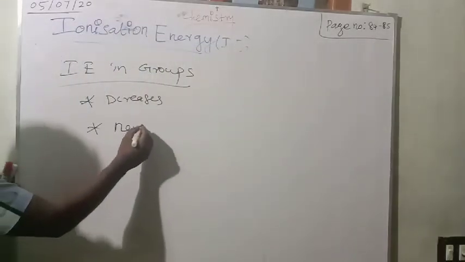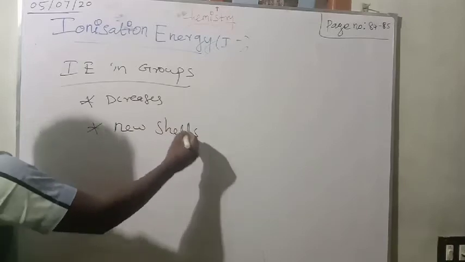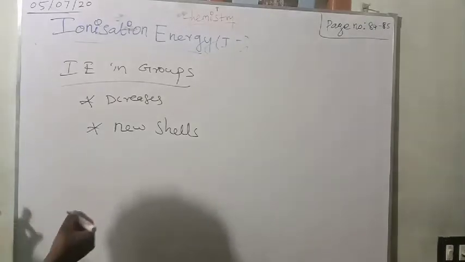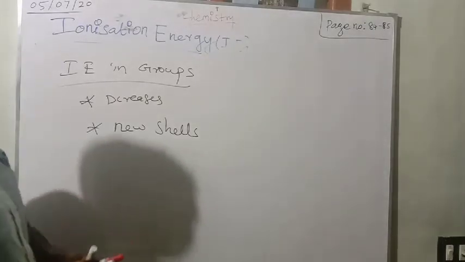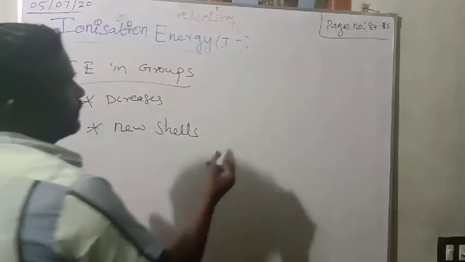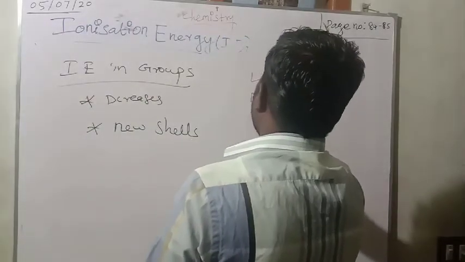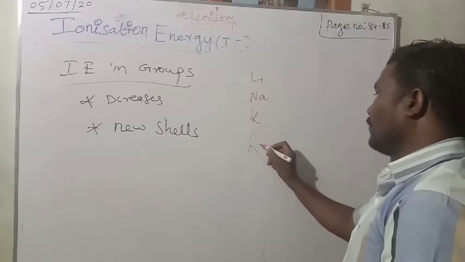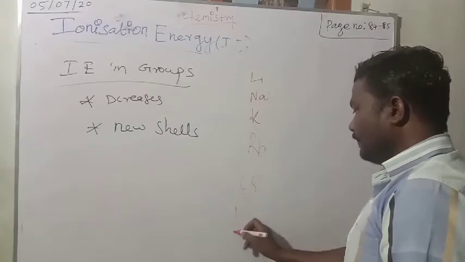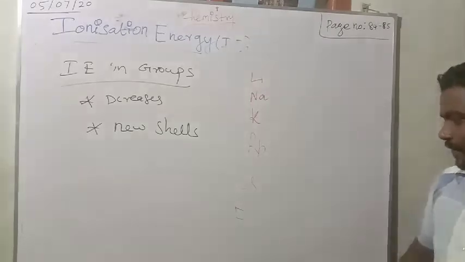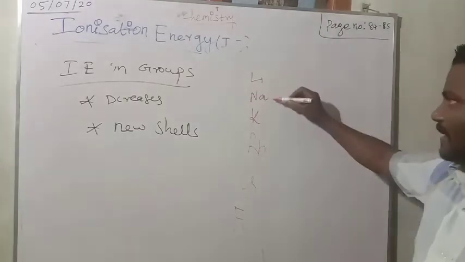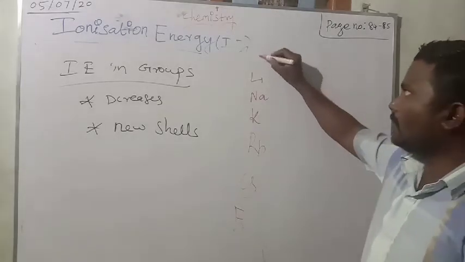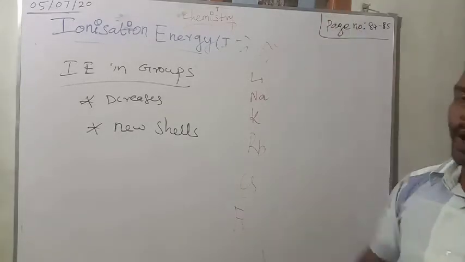New cells are produced. New cells are forming in the vertical column. We can take this first column, first group. What is the first group, my dear students? Lithium, sodium, potassium, rubidium, cesium, then francium, right? Fr. Lithium, sodium, potassium, rubidium, cesium and francium. This is called the first group element, group 1.